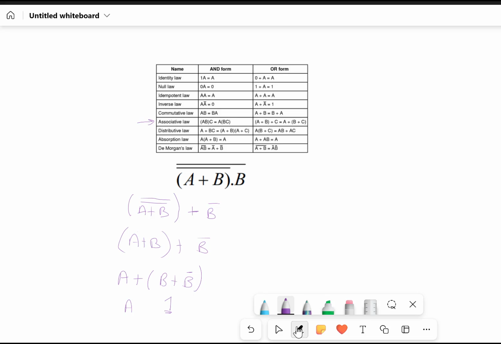So we have A or 1. A or 1 gives us 1. So that is our simplified expression.